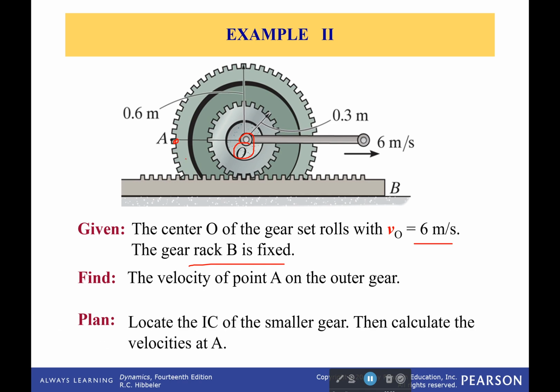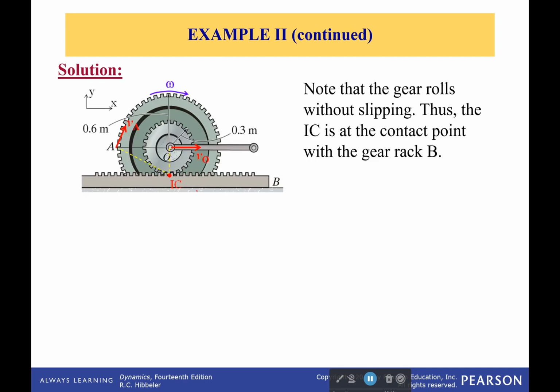So first thing you need to do is locate that instantaneous center of the smaller gear, and then calculate the velocity at point A. So pause, go try it on your own and see how it goes, and then come back and we'll work on it together. So 3, 2, 1, and we're back.